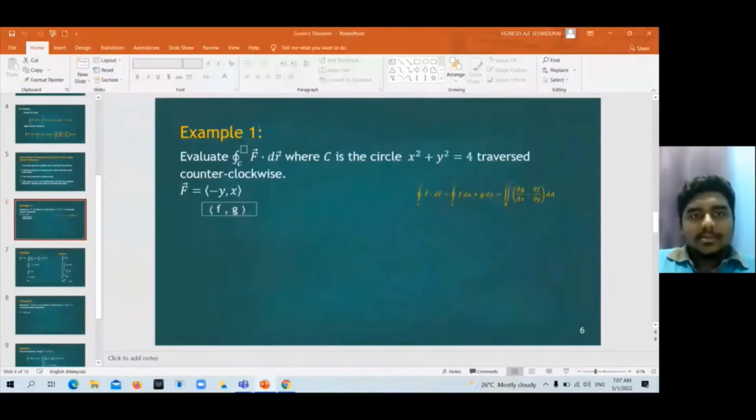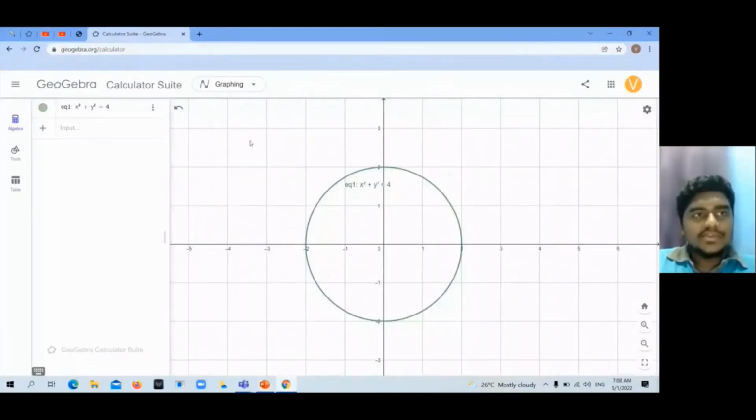My name is Vignesh. Now I'm going to explain example 1, which can be solved using Green's theorem. The question is, evaluate the line integral where C is the circle x squared plus y squared equals 4 traversed counterclockwise. Our first step is to sketch the diagram. I use the algebra to sketch the diagram. So this is a region R with a radius of 2.